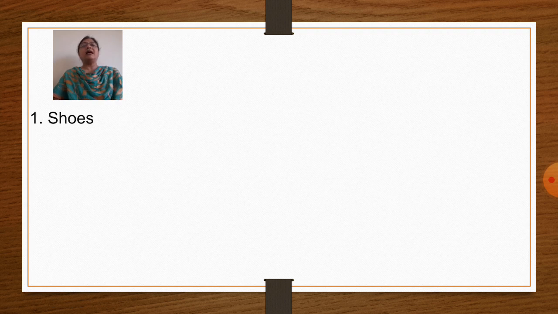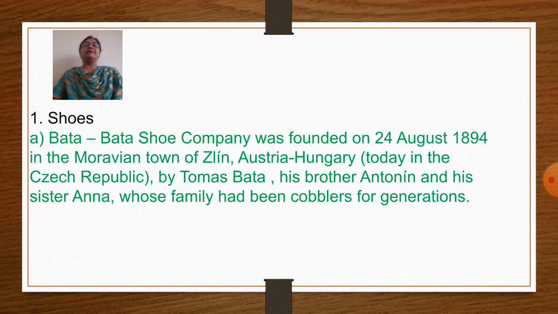Shoes. Students, there are many brands of shoes existing in the market like Adidas, Bata. You can write any of them, but I am going to talk about Bata. Bata Shoe Company was founded on 24th August 1894 in the Moravian town of Zlin, Austria-Hungary, by Thomas Bata, his brother Antonin and his sister Anna, whose family had been cobblers for generations.